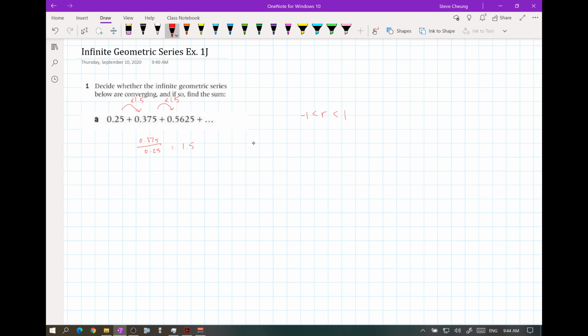And since this falls outside of the ratio restriction, this will not converge. So you will say it does not converge. We can also say this diverges. And we will just continue on.